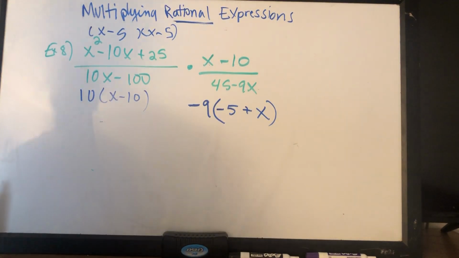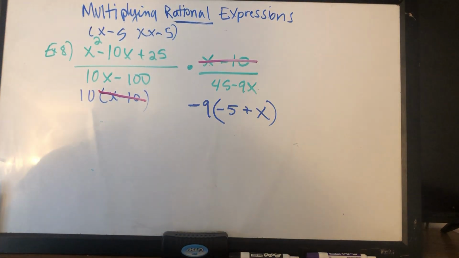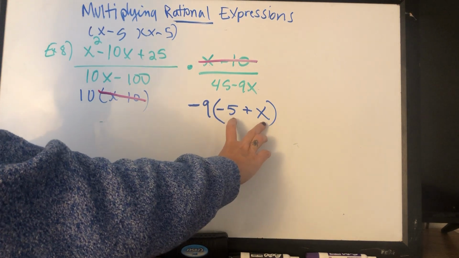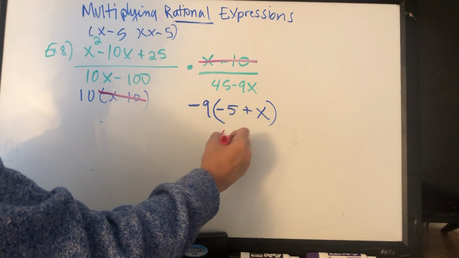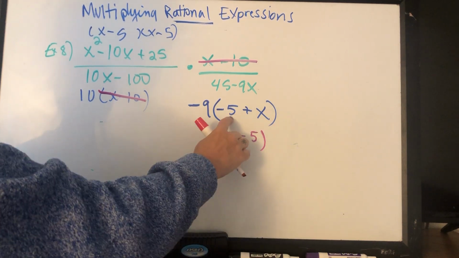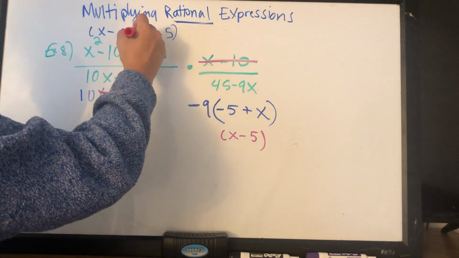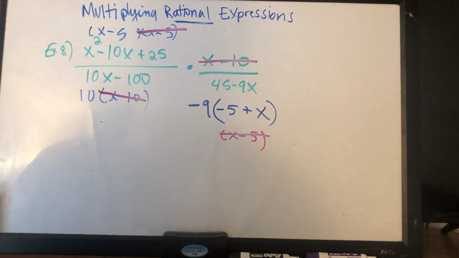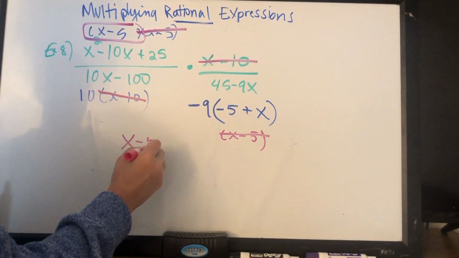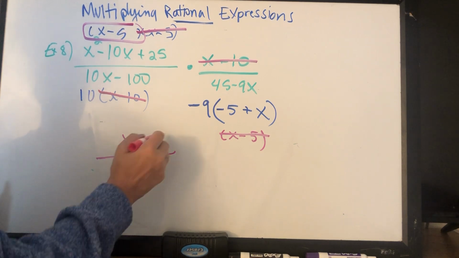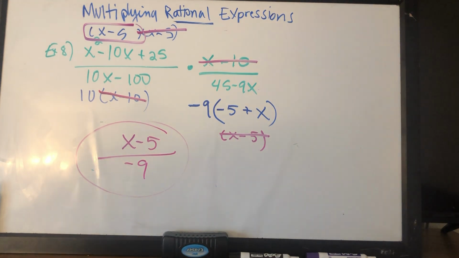All right, let's start swiping away. X minus 10 can go. Now, this is why we had to flip the sign. This is technically X minus 5, isn't it? Isn't negative 5 plus X the same as that? Aren't these the same? Okay, so we can get rid of one of these. You cannot get rid of both. They have to go in pairs. Okay, so we've got an X minus 5 on top and a negative 9 on the bottom. Okay, that just has an extra negative in the mix.